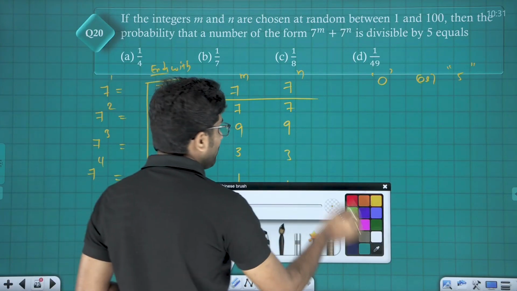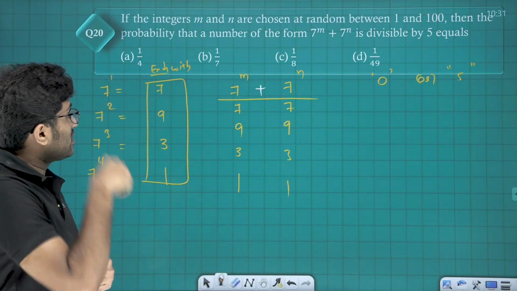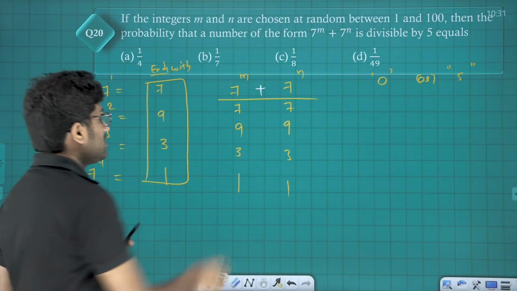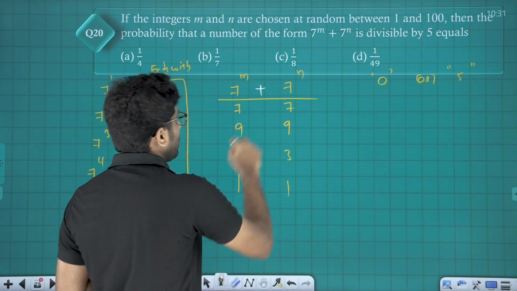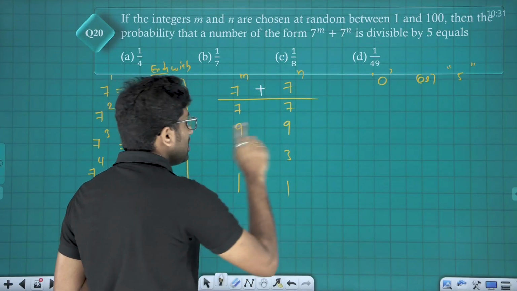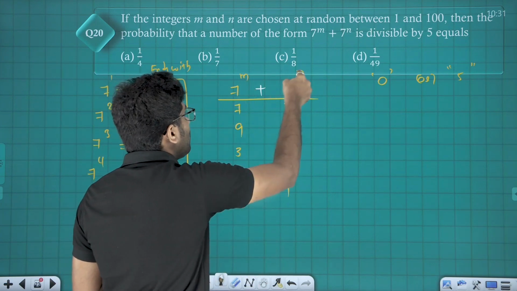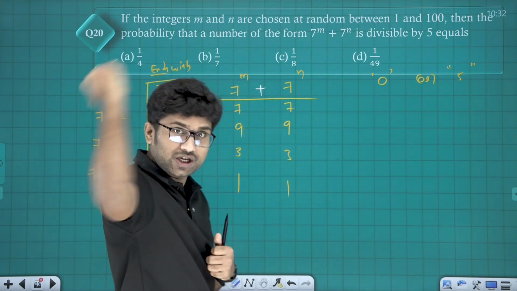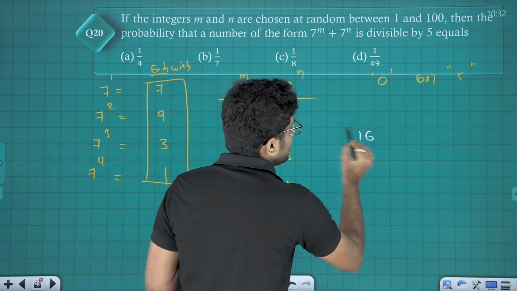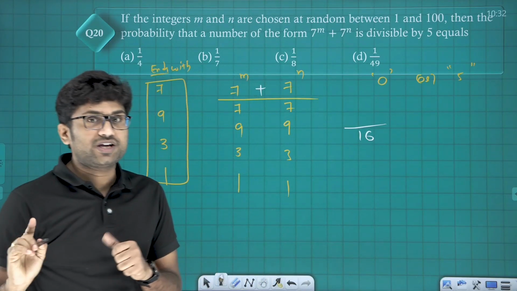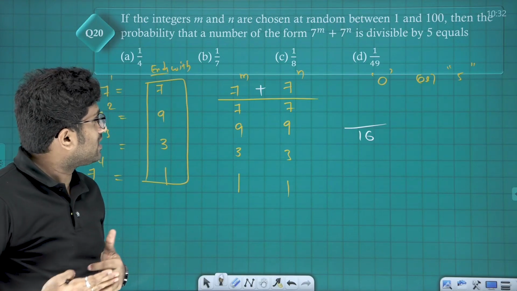So for 7 power m plus 7 power n, we will get 4 into 4, 16 combinations in total. 16 combinations means 7 plus 7, 7 plus 9, 7 plus 3, 7 plus 1, 9 plus 7, 9 plus 9, and so on. If 7 power m ends with 7 and 7 power n ends with 7, 7 plus 7 is 14. But of these 16 combinations, which ones end with 0?